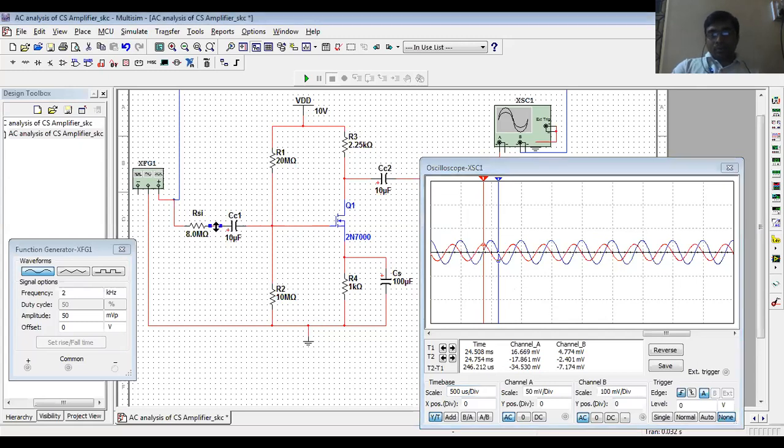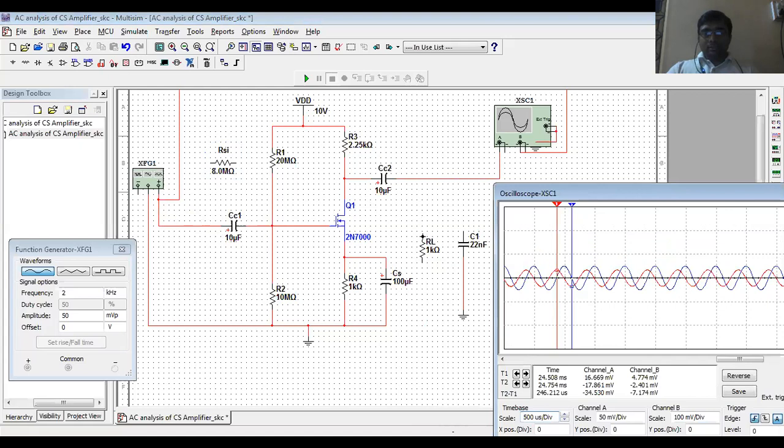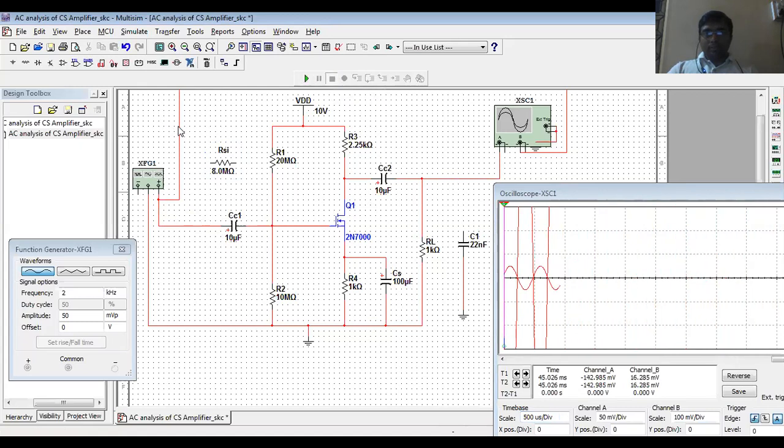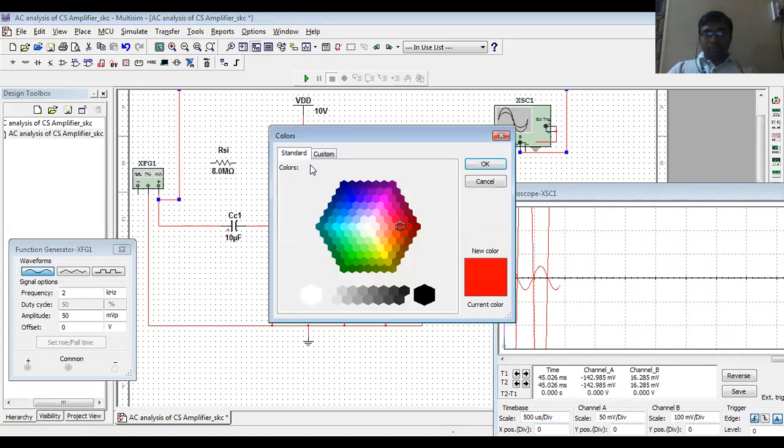Now we will observe the V naught double dash, and the condition for V naught double dash is to disconnect this RSG, and connect a load resistor across the transistor, with one end of the load resistor connected to the ground. You can connect it here also like this. Now simulate it again, your signal will increase. Change the color of this.